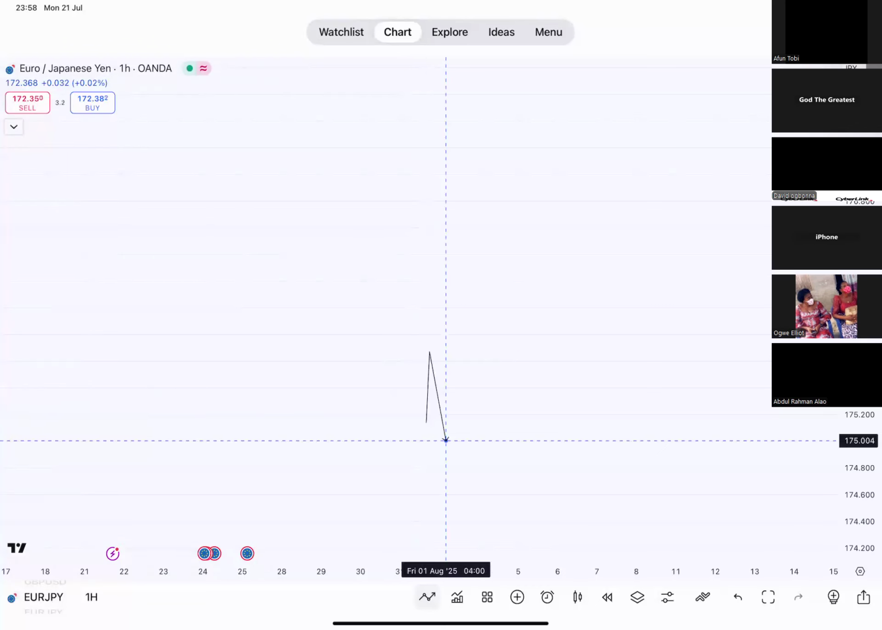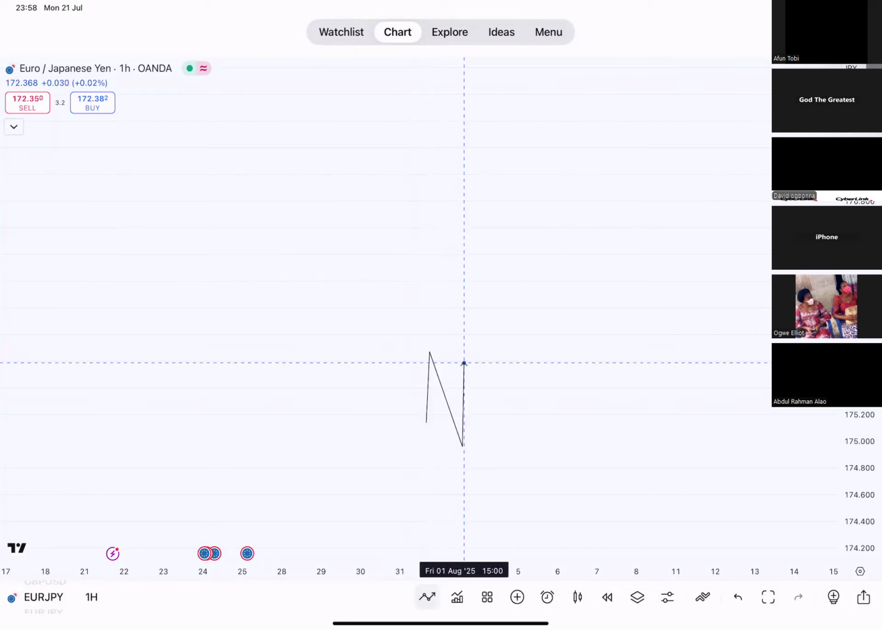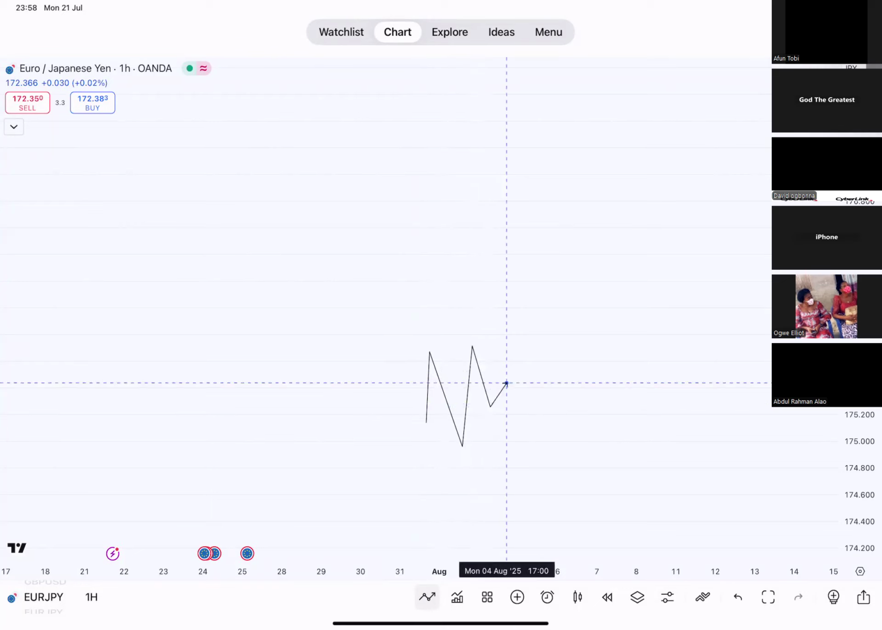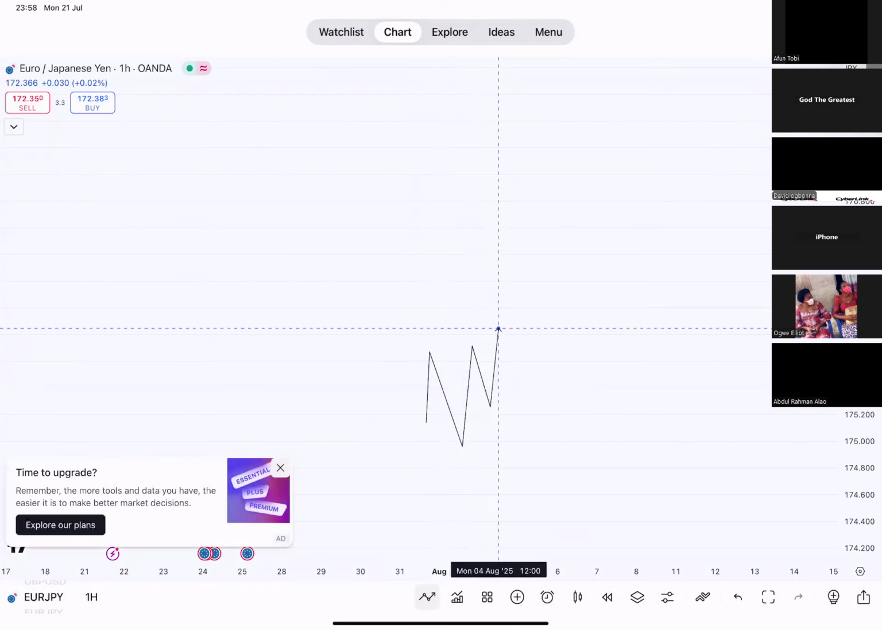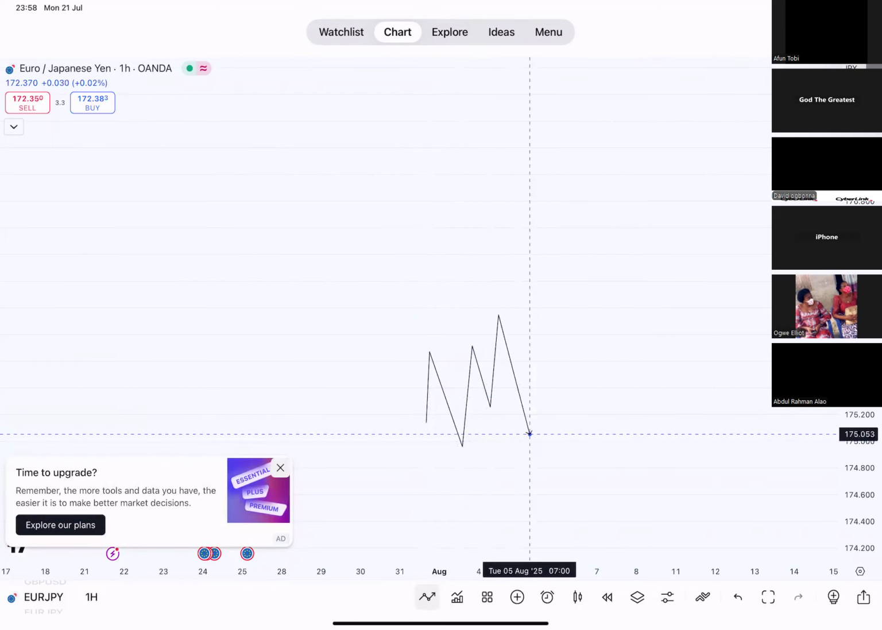Pullback, liquidity sweep, then break the high with a wick, right? Then it pulls back, then break it fully. Will the breaker block still be valid? The breaker block from this zone, yeah, with liquidity, is valid with liquidity.